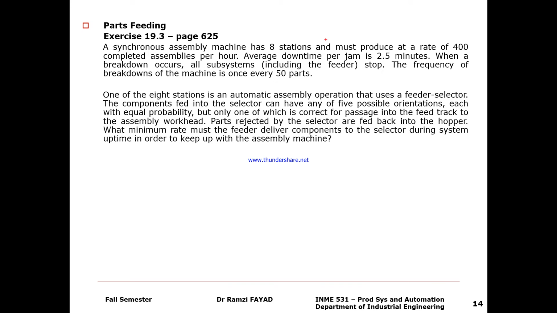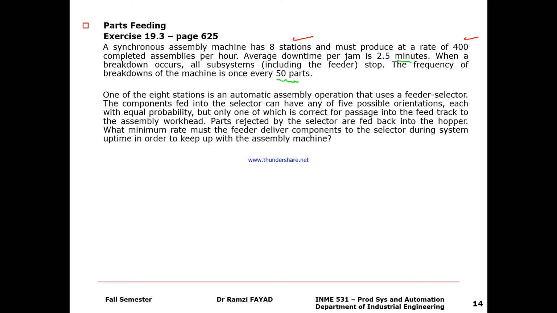So we have a synchronous assembly machine that has 80 stations and must produce at a rate of 400 completed assemblies per hour. Average downtime per jam is 2.5 minutes. When a breakdown occurs, all subsequent stations, including the feeder, will stop. The frequency of breakdown of the machine is once every 50 parts.